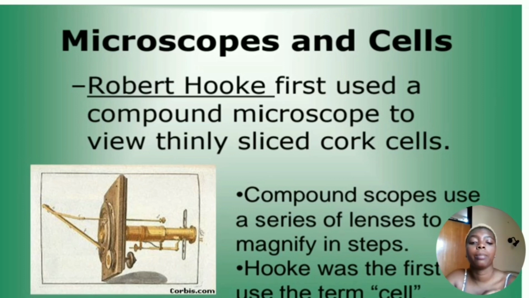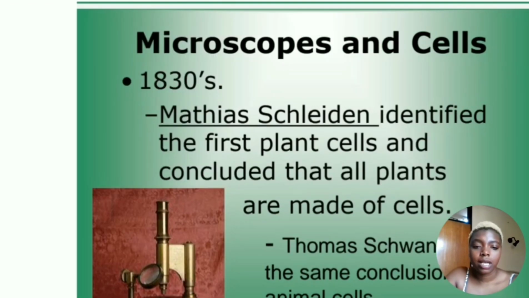cork cells, whereby what he saw on the slides was a sort of diagram which he then labeled as cells, because the diagram that he was seeing on the microscope represented a compound of cells. And so that is the microscope and cells. Well, we're onto the history of the cell, and in the 1830s, Matthias identified the first plant cells and concluded that all plants are made out of cells.